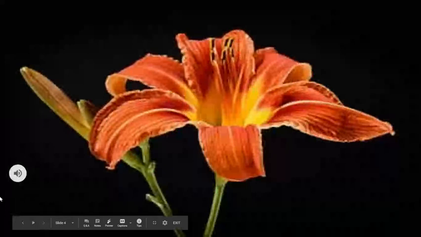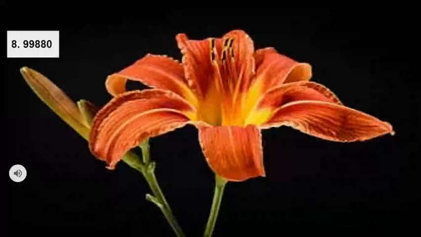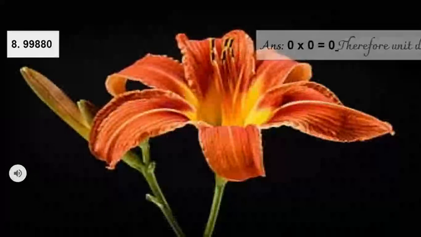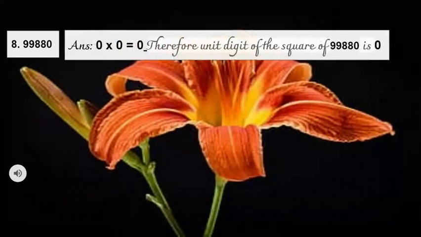Continuation of question number 1. Eighth number, 99,880. Here at unit place 0 is there. So the square of 0 is always 0 itself. So what is the answer? 0 into 0 is equal to 0. Therefore, unit digit of the square of 99,880 is 0.